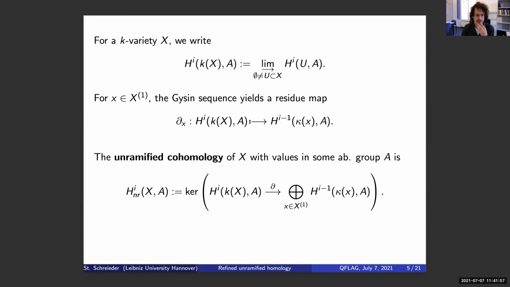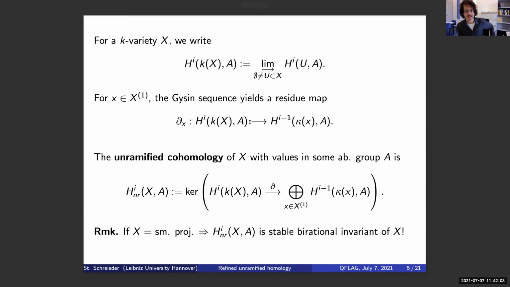Okay, so this definition has its roots in rationality problems, and there in the work of Colliot-Thélène and Ogus, who studied this and introduced it in detail. So if X is smooth projective, then these groups are stable birational invariants, and they are very useful because, of course, the cohomology of the function field is also a birational invariant, but it's a huge group, and the unramified cohomology is a subgroup that is still a stable birational invariant, and it's smaller, so it's more useful.